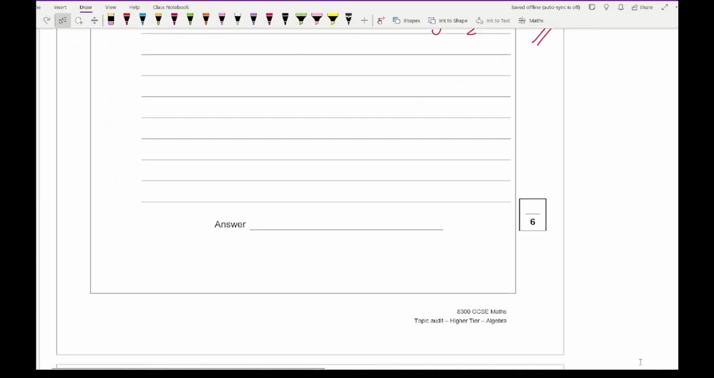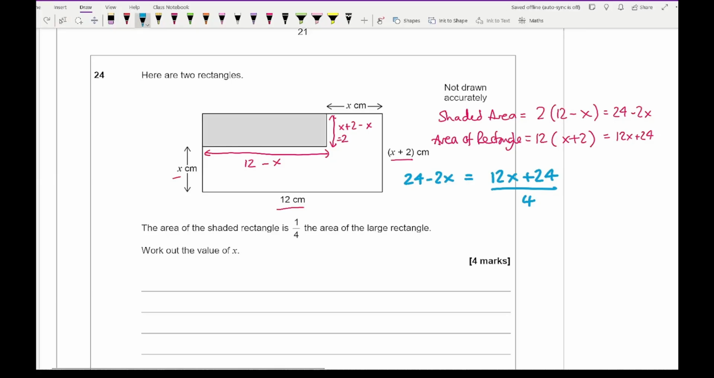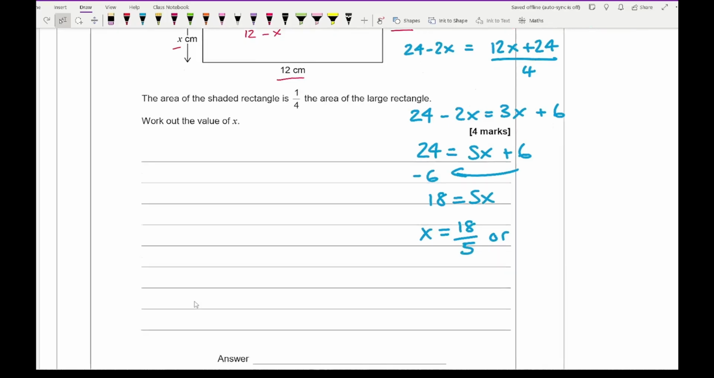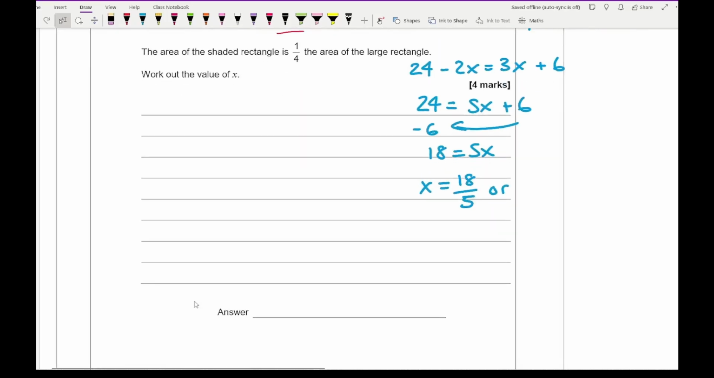Then if I simplify the right hand side, I get 24 minus 2x equals 12x divided by 4 is 3x, 24 divided by 4 is 6. So then taking the 2x over to the other side, I get 24 equals 5x plus 6. Take away the 6 and I get 18 equals 5x, and then I can work out what x is. So x equals 18 divided by 5, or I could write that as a decimal, which gives me an answer of 3.6.